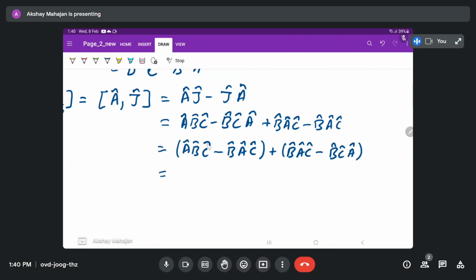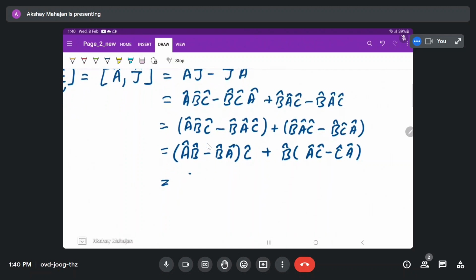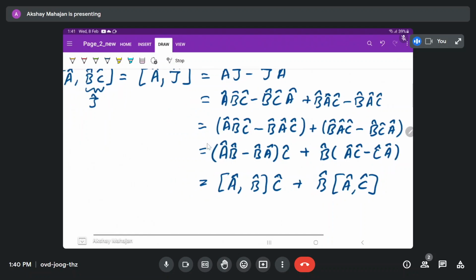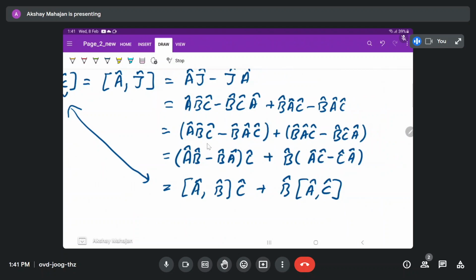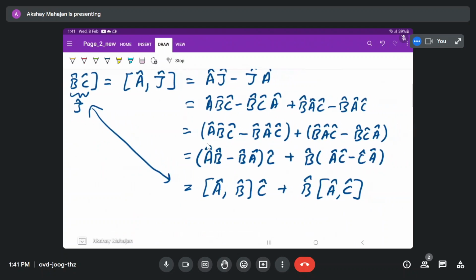Now here we can take C common. We cannot change the order of the operators, that we need to remember. And here I can take the B operator out, leaving A C minus C A. From here we get [A, B] C plus B [A, C]. So this is what we had to prove. The commutation of A with the product B C is [A, B] times C plus B times the commutation of operators A and C.